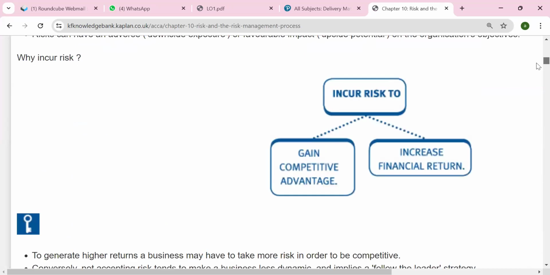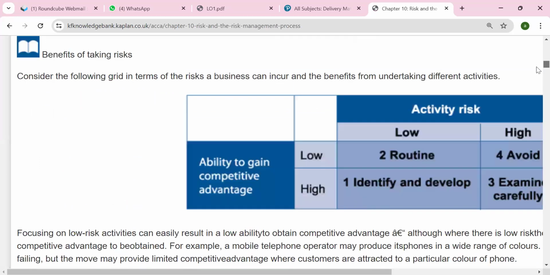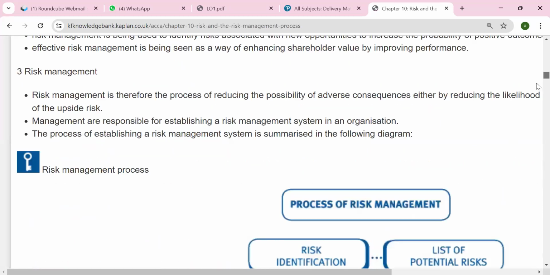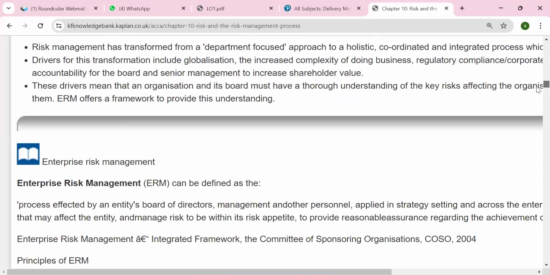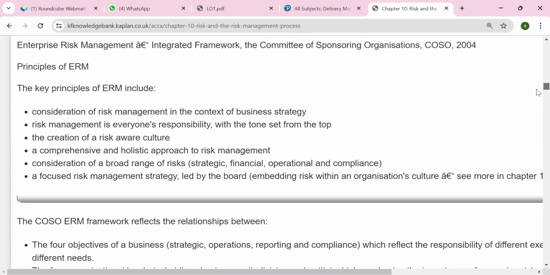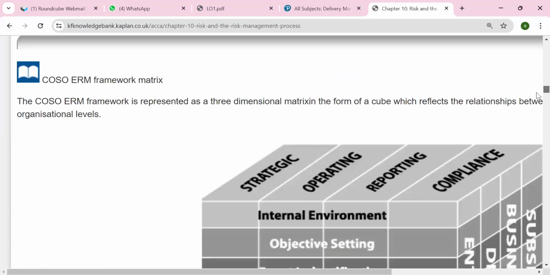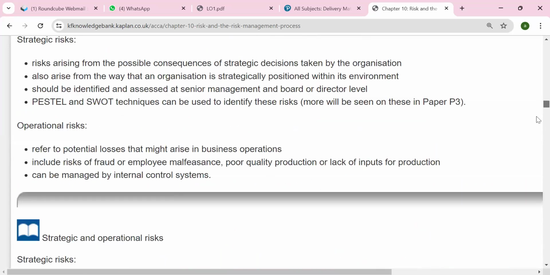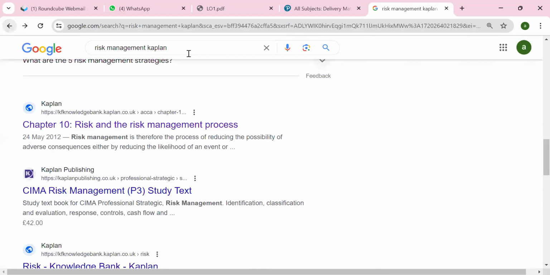Different stakeholders, how we can gain competitive advantage. We can look at high, low, and medium risk. We can use different principles to manage the risk: risk identification, risk assessment, risk planning, risk monitoring. We have an ERM system, an enterprise risk management system, in place that helps to reduce the risk. We have the COSO framework, which helps us use strategic, operating, reporting, and compliance objectives to manage the risk. So that's how we can look at risk and risk management. Please, that's quite good to look at.